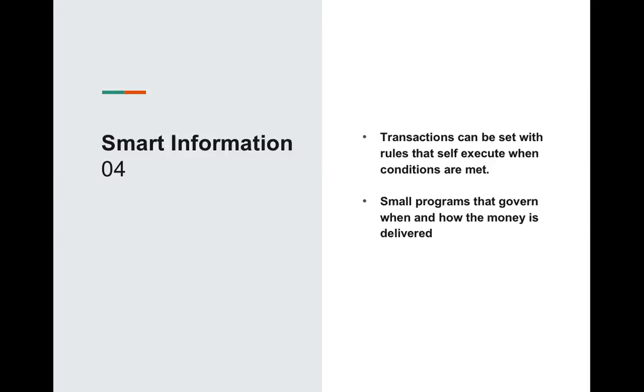Number four is smart information. Because everything inside a blockchain can be coded, a transaction can have a set of rules that executes when certain conditions are met. There can be small programs that govern when and how the money is delivered. This gives scope to a whole lot of other fields other than financial transactions, such as smart contracts, business process execution, notary, and all other stuff.